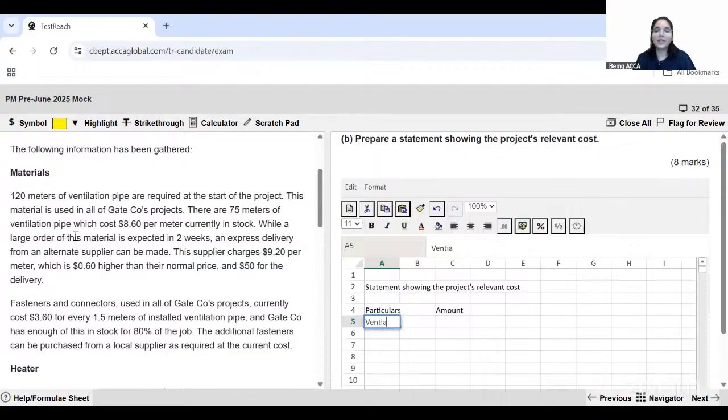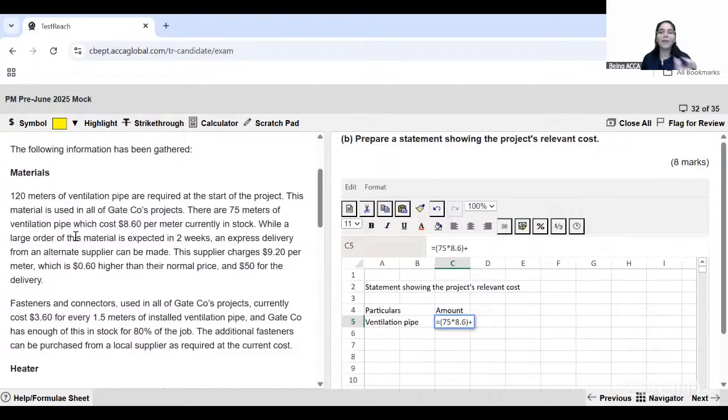So with respect to the ventilation pipe, we have to divide our calculation in two parts. 120 is my total requirement. 75 I have already taken, which I can use from my existing stock and I can replace my own stock later. So how much will it cost to replace? 8.6 will be the normal cost to replace. But I need some more also.